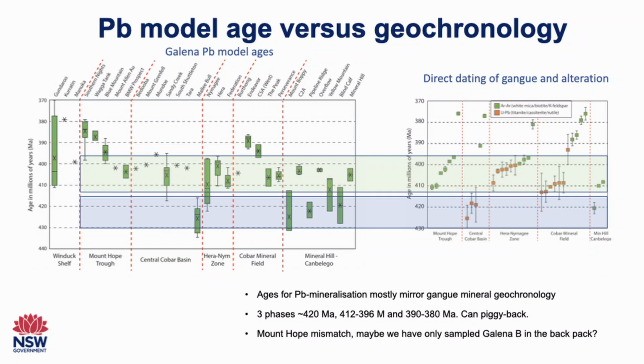And then the one that really stands out is our last phase, the inversion phase stuff, which is our Endeavour lead zinc systems, and in there is this Mount Hope Trough system. So the mismatch here, we have a huge mismatch with the geochronology so far. Our alteration dating suggests that it's older, but our lead model ages are younger.